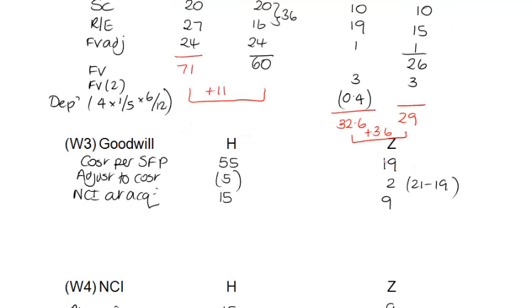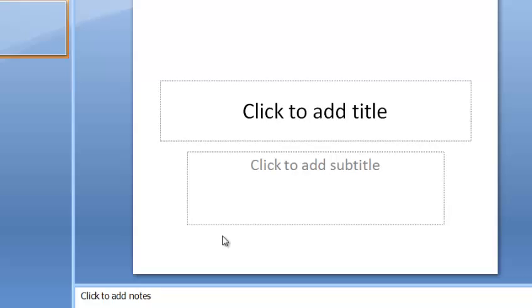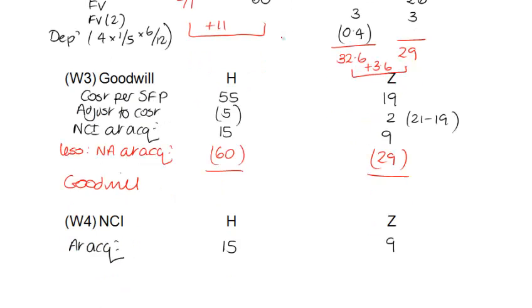Goodwill arises at acquisition. So here we go, less net assets at acquisition, 60 and 29. And this gives us goodwill figures.